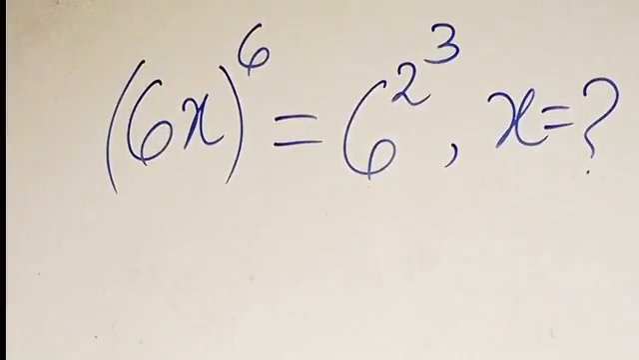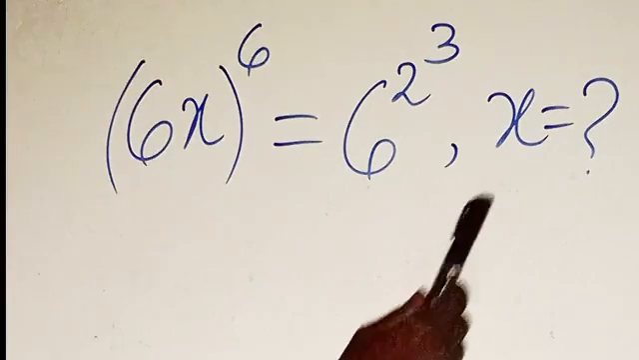Hello viewers, let's solve this exponential equation. We have (6x)^6 = 6^(2^3). So what's the value of x here?